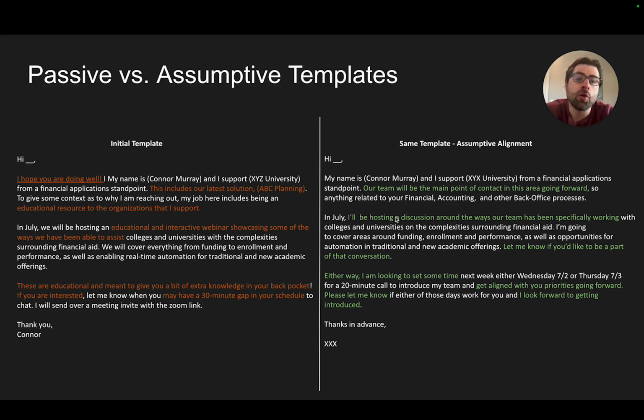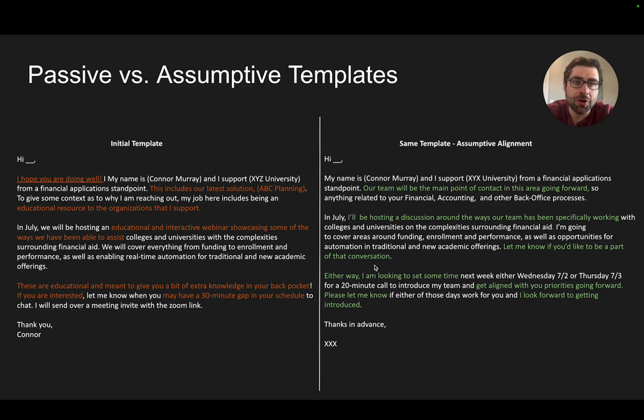"In July, I'll be hosting a discussion around the ways our team has been specifically working with colleges and universities on the complexities surrounding financial aid." I think that's better than "educational and interactive webinar." "I'm going to cover areas around funding, enrollment, and performance, as well as opportunities for automation in traditional and new academic offerings. Let me know if you'd like to be a part of that conversation." So trying to elicit a response here.